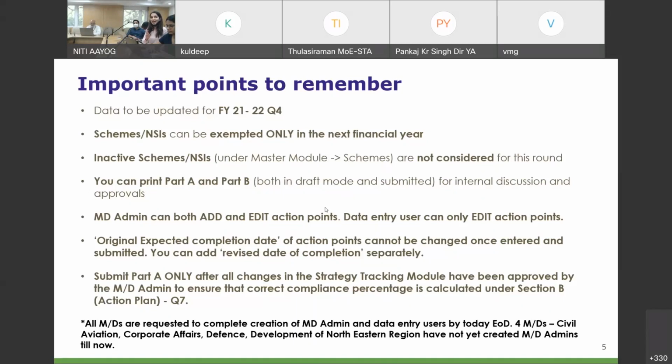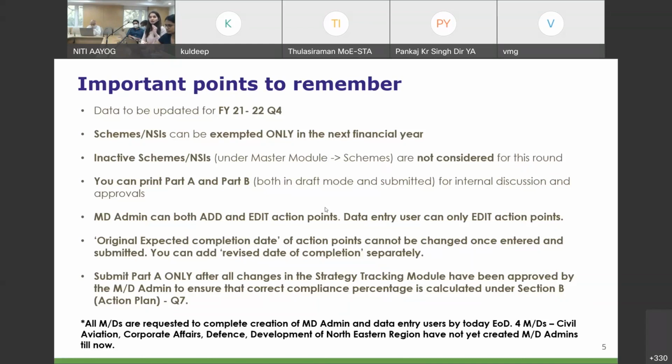Only ministry admin can add the strategy action point. Both admin and data entry user can edit the action points, but adding of the strategy action point is something that only the ministry admin can do. Now, under action points, the original expected date of completion is something that cannot be changed once it is entered and submitted by the user. You can only add a revised date of completion separately in the same module.